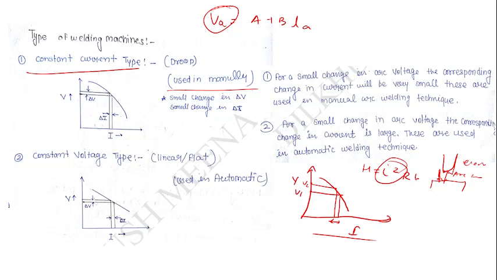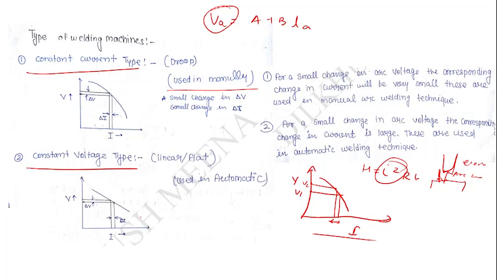Now the next type is constant voltage type. Here your curve will be like that. In this, for a small change in arc voltage, the corresponding change in current will be large. So this will be used in automatic welding technique.